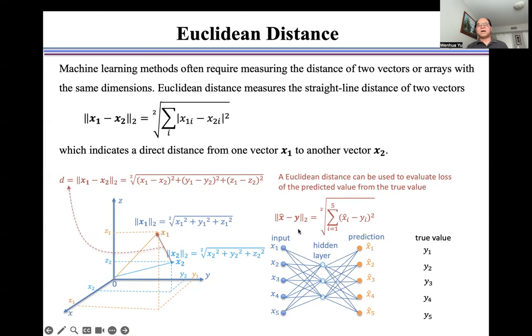For a neural network model, its output is x hat 1 to x hat 5, and the corresponding ground truth is y1 to y5. A Euclidean distance can be used to evaluate loss of the predicted value from the true value.